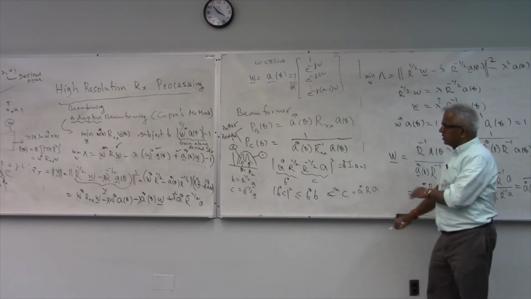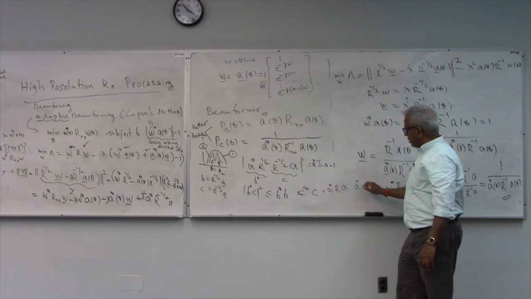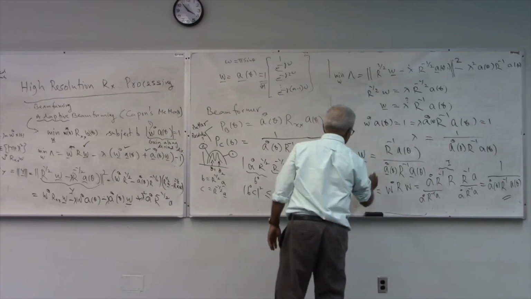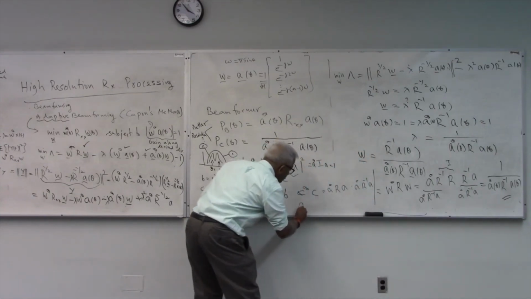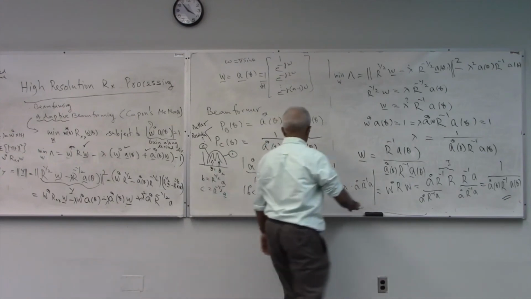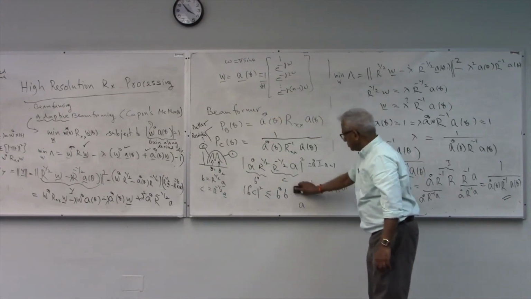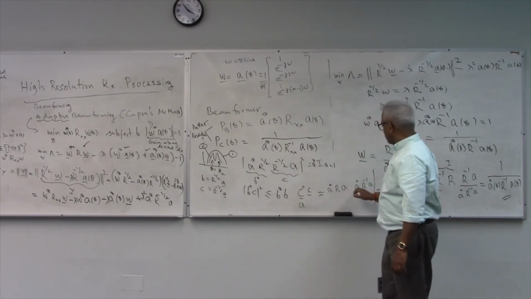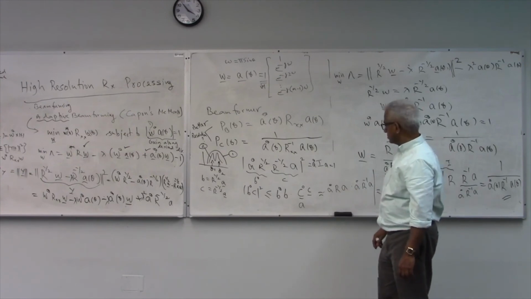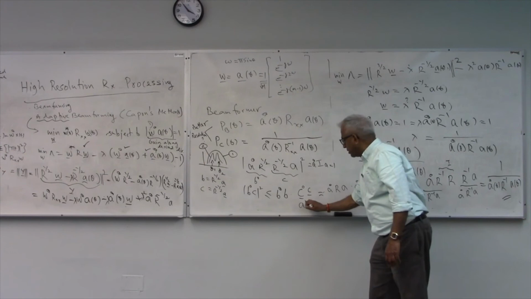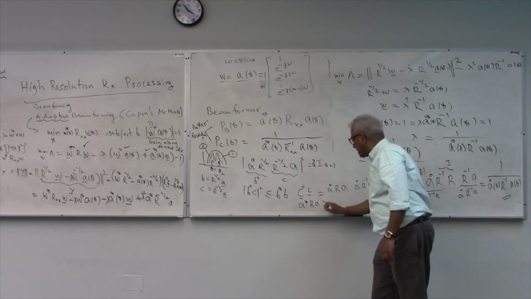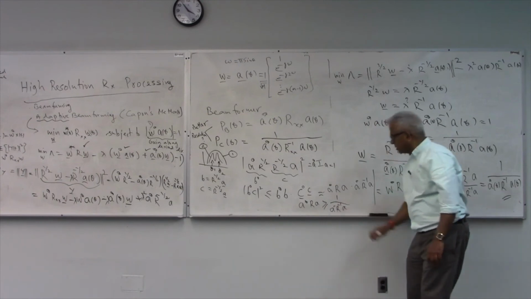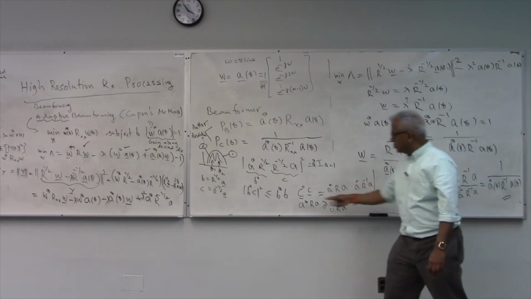And C transpose C, C is what? A transpose R inverse A, right? So we get the identity, so we get this. From here we get, so this is C transpose C. Remember, these are vectors, right? So from here we get A transpose RA is greater than or equal to 1 over A transpose R inverse A, right? Because I just took this term to the other side.